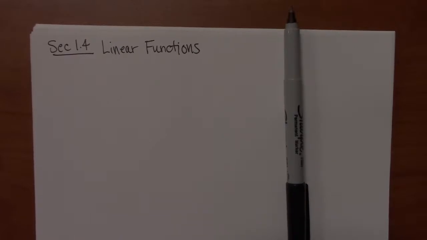And now what we're going to start doing is getting into more specific types of functions. Today we're going to talk about linear functions, or lines. So we saw on Friday that lines are always functions, right? They're always going to pass the vertical line test, with the exception of one type of line, which I'll mention today.